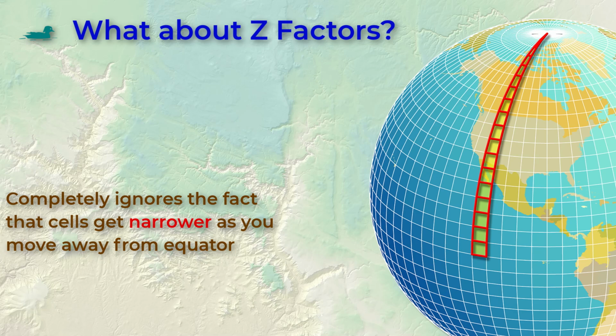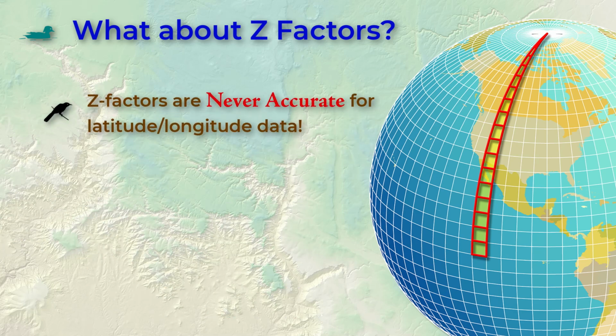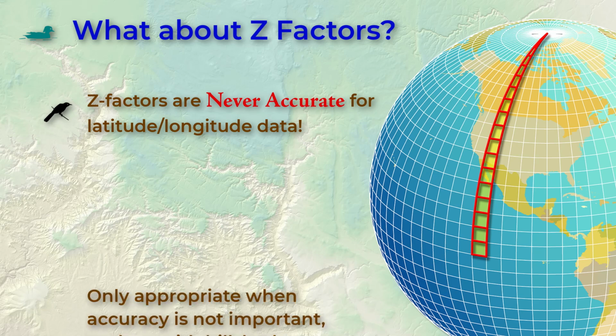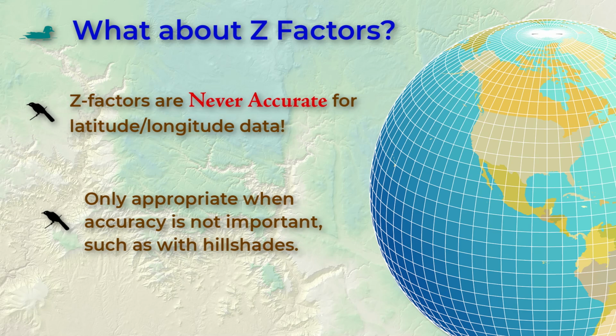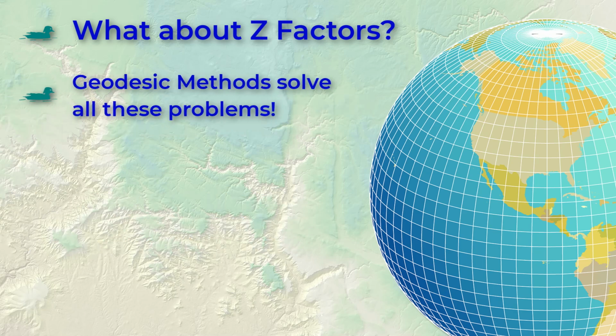And because of this, setting a Z-factor to adjust for latitude and longitude data will never give you accurate results. The only time it is appropriate is when you don't care about the accuracy, such as when you're generating a hillshade just for the aesthetics of it. And as I said, if you use geodesic methods, you're going to be fine. ArcGIS is steadily evolving, and hopefully we'll get to a point where we won't have to worry about this issue at all. We're just not there yet.